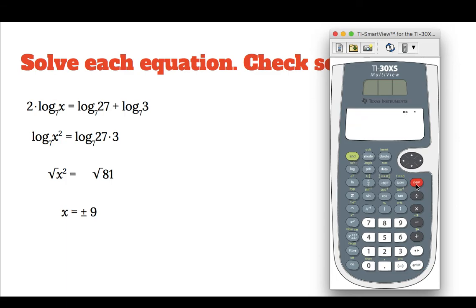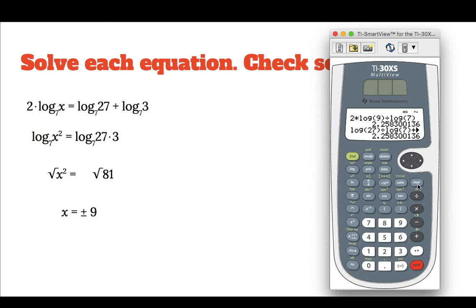So then I go back to the calculator, back to my original problem. On the left side, 2 times my log. Again, we have to use the change of base formula, and we're going to plug in positive 9 divided by log of my base. Right now, the left side of the equation is 2.2583 and so on. Check the right side. Again, we'll have to use the change of base formula. So log of 27 divided by log of 7 plus log of 3 divided by log of 7. And I get the exact same decimal, so I know that positive 9 is a solution.